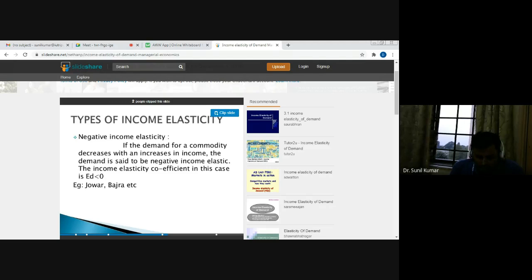Types of income elasticity start from here. Let's see what it means. Types of income elasticity of demand: most probably we can see high income elasticity of demand, unitary elastic demand, and there is still one more, low income elasticity of demand. And after that we'll find zero income elasticity and negative income elasticity.